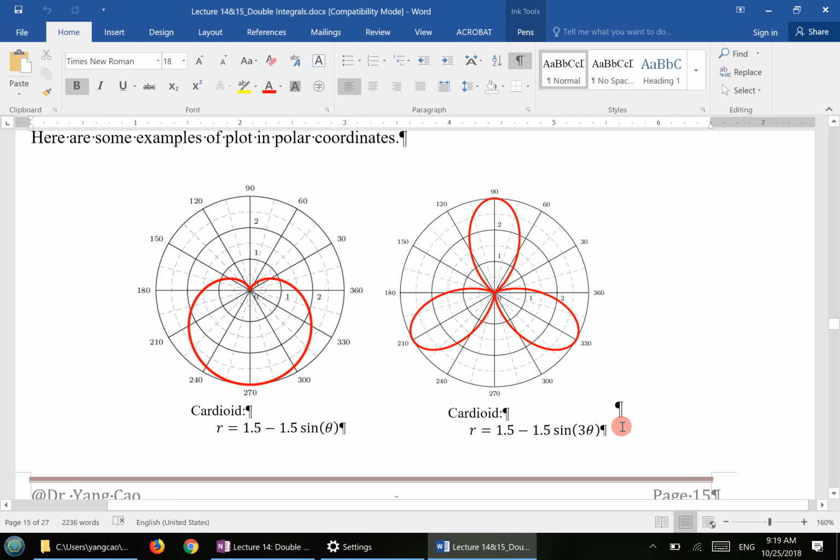So polar coordinates have their own advantage in describing some unique curves or unique types of patterns in the plane. I'm going to show you in the next lecture how to evaluate the double integral using polar coordinates.